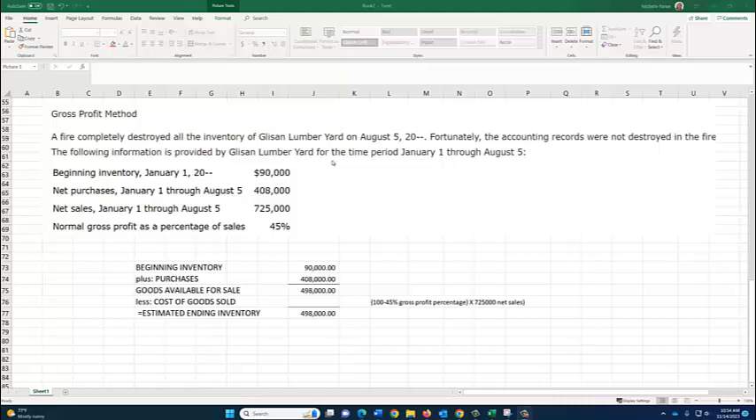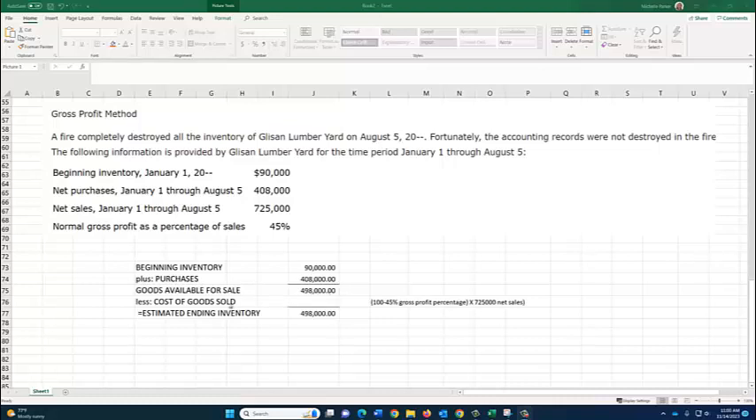So what we're going to do is try to figure out the inventory that we had on hand at the time of the fire. So we're just going to plug the numbers in that we're given. Our beginning inventory is $90,000. The purchases were $408,000, and that will give us goods available for sale of $498,000.